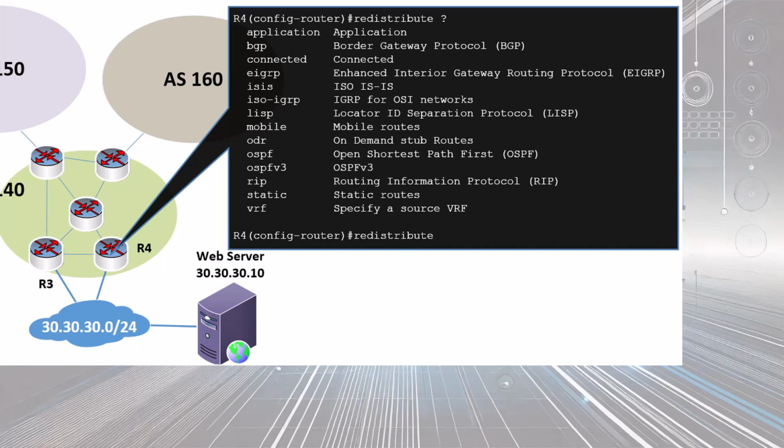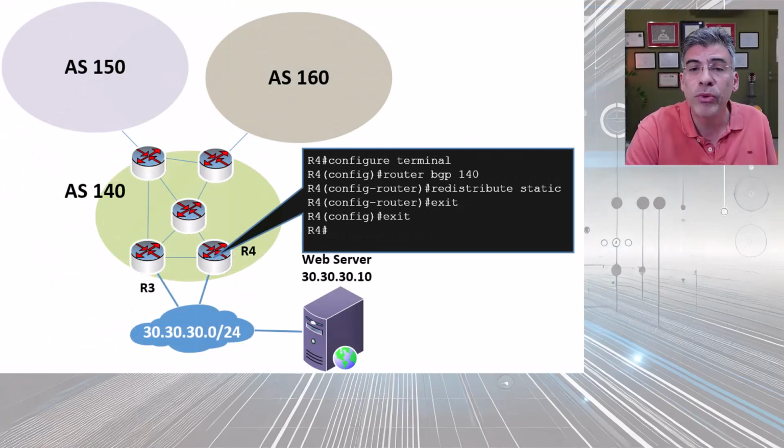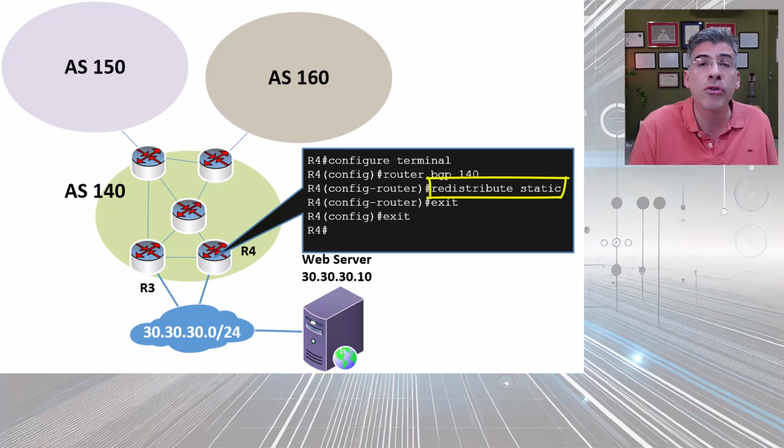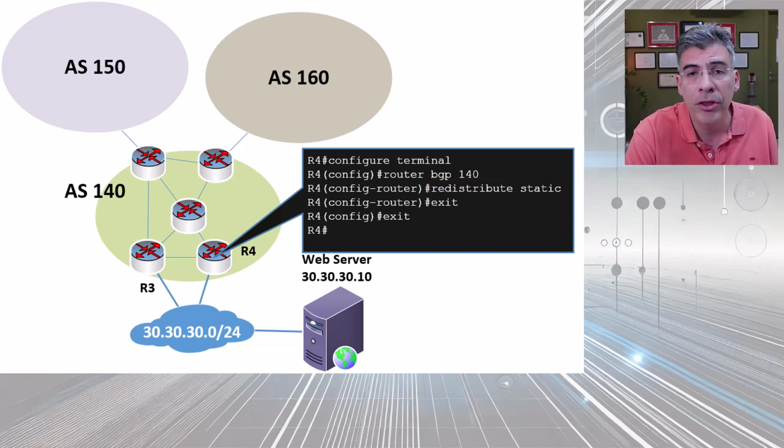Now, how do you redistribute a default route? Well, there are several options. The first thing you can do is redistribute a static default route, along with all other configured static routes, using the redistribute static command, like so. This, of course, will work only if you already have a static default route configured on the router itself.